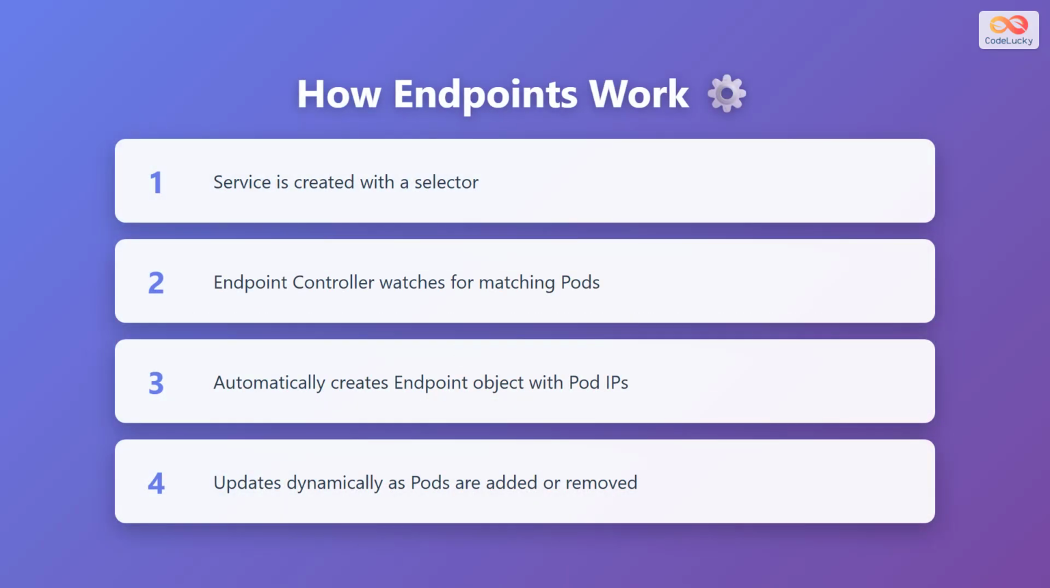The lifecycle of endpoints follows 4 steps. First, a service is created with a selector that defines which pods should receive traffic. Second, the endpoint controller, running in the control plane, continuously watches for pods matching that selector. Third, the controller automatically creates an endpoint object containing the IP addresses of all matching pods. Fourth, as pods are added, removed, or become unhealthy, the endpoint object updates dynamically to reflect the current state.